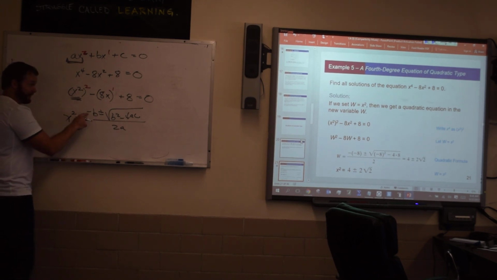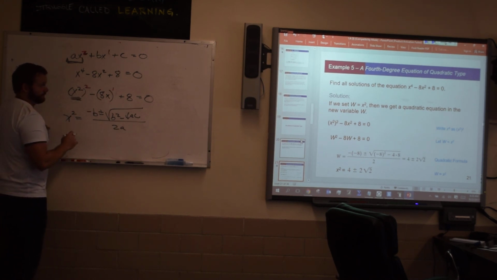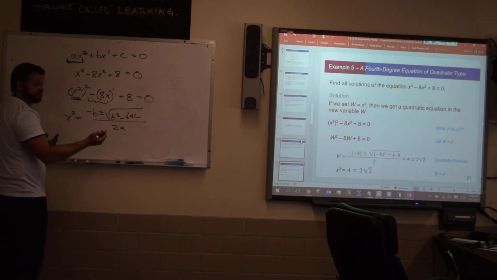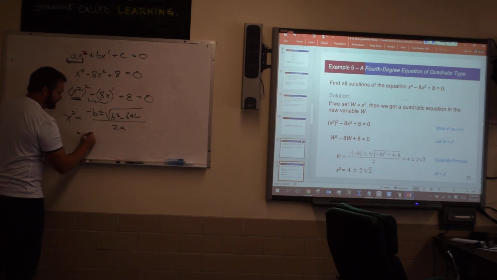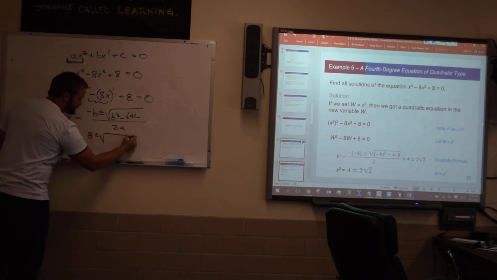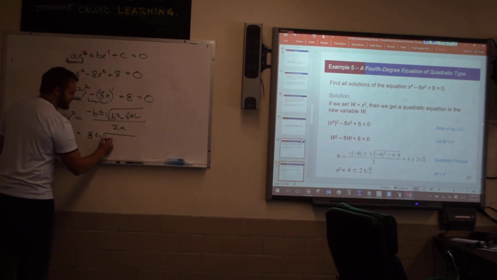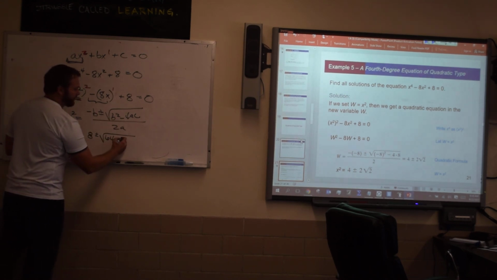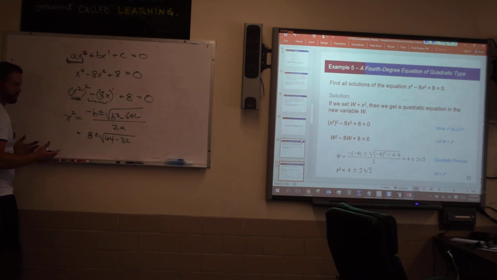Okay? I'm going to take the opposite of b, so what's the opposite of b here? The negative is a portion of this, so it'll be positive 8, right? So we get 8 plus or minus, okay? B squared is 64. 4ac, okay, you guys can double check me, but I'm pretty sure it's 32.